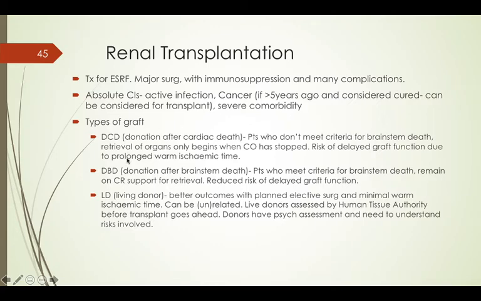In terms of grafts, we've got 3 types. The best is living donor, the worst is DCD. So DCD is donation after cardiac death, so they don't meet the criteria for brainstem death, but it's just when their cardiac output has ceased. There is a problem with delayed graft function because warm ischemic time is increased here. Donation after brainstem death, they do meet the criteria for brainstem death, but they remain on cardiorespiratory support for the retrieval of organs, so therefore there's a reduced risk of delayed graft function, which is seen in DCD.